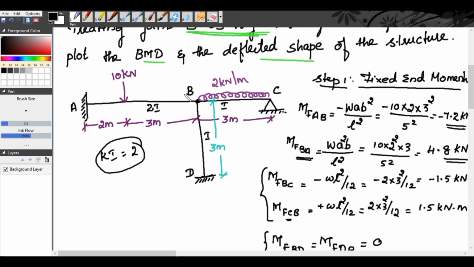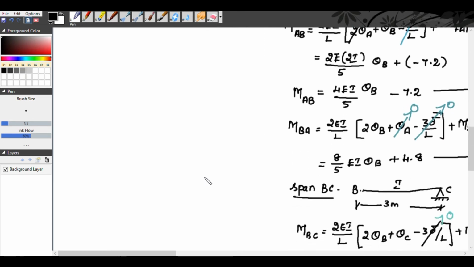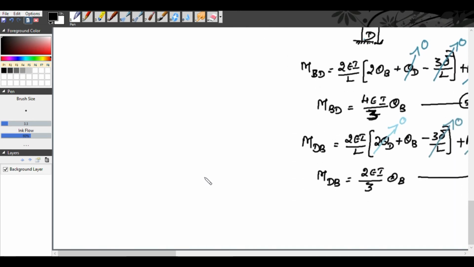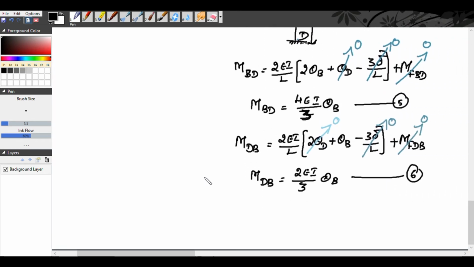At joint B, MBA plus MBC plus MBD will be equal to 0. So these are our two joint equilibrium conditions. That is our step 3, so we will move on to our step 3.